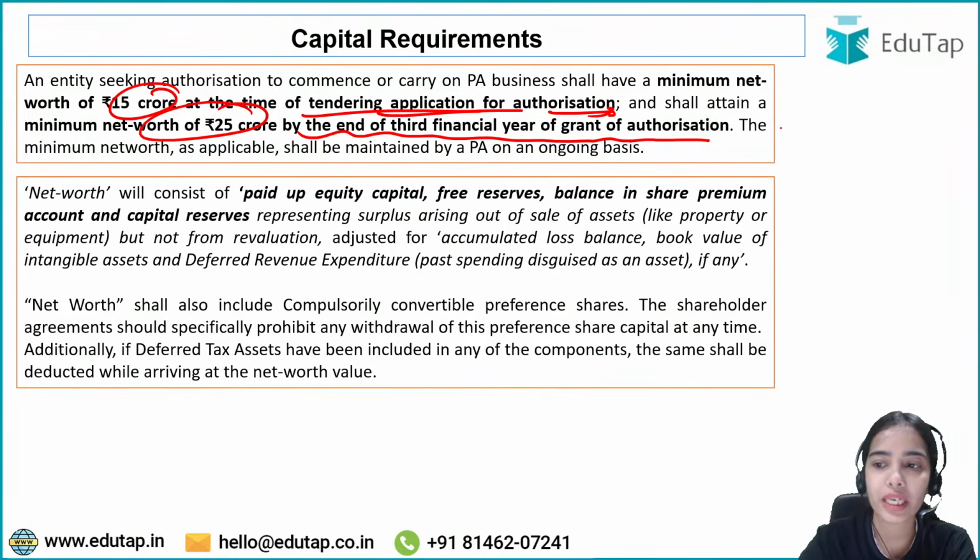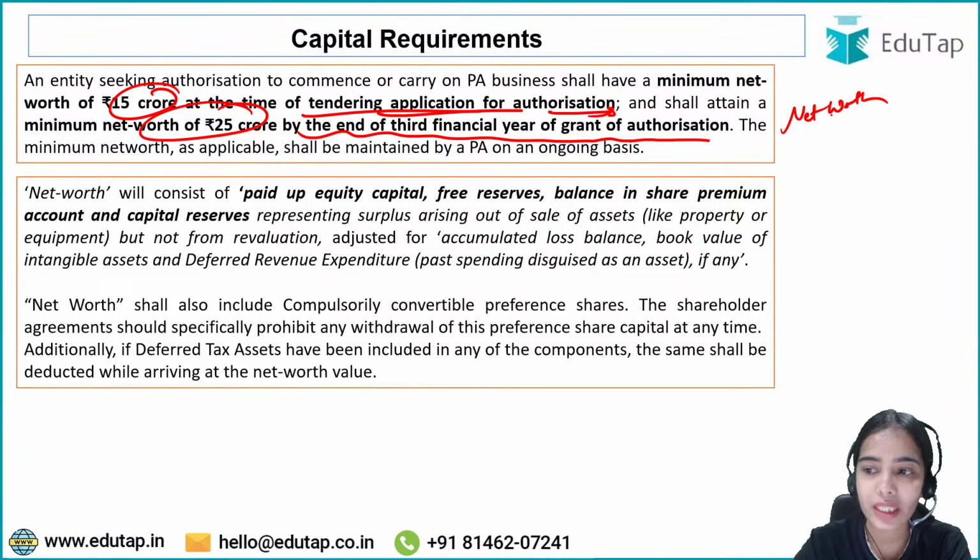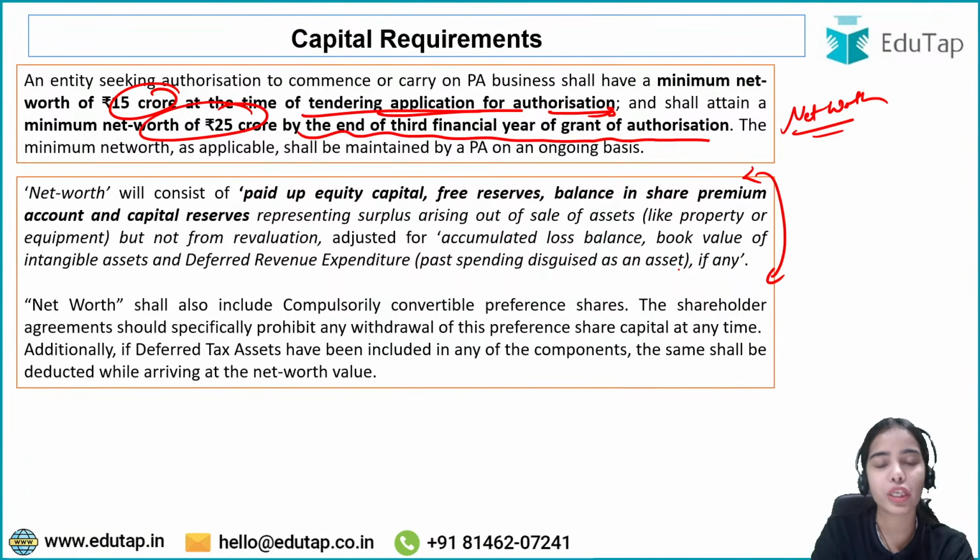Now when we talk about net worth, it has a set definition, but this definition has been amended a little for the payment aggregator particularly. So such a question can come: which of the following does not come under net worth, or which of the following come under net worth.